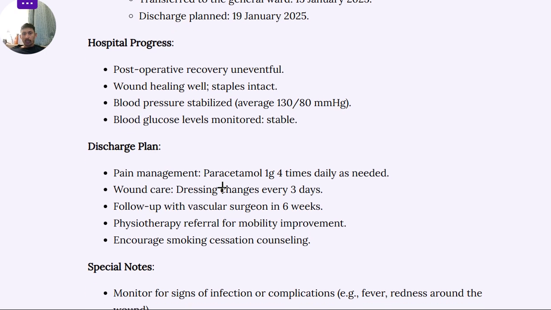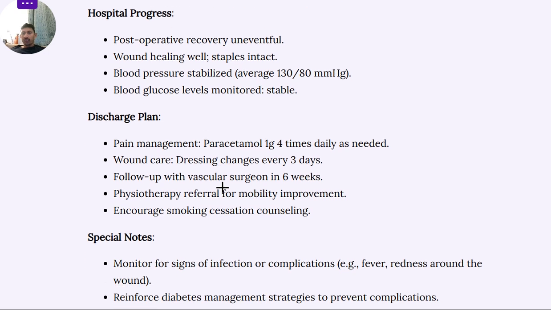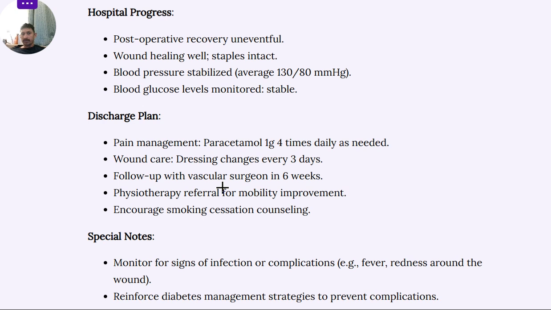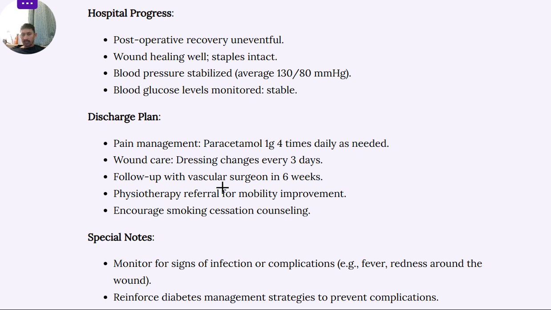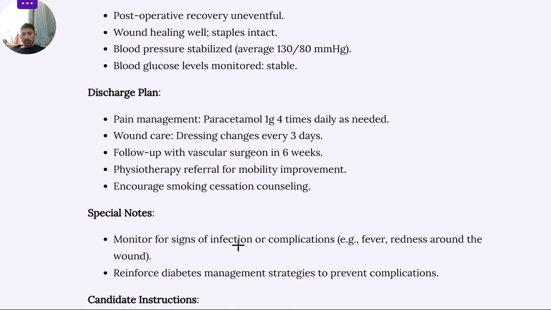Discharge plan: pain management with paracetamol, and wound care with dressing changes every 3 days, follow up with vascular surgeon in 6 weeks, physiotherapy referral for mobility improvement, encourage smoking cessation counseling. Special notes: monitor for signs of infection or complications, for example fever, redness around the wound, and reinforce diabetes management strategies to prevent complications. So these all are the instructions to the doctor.